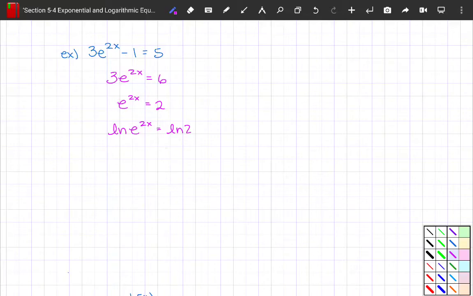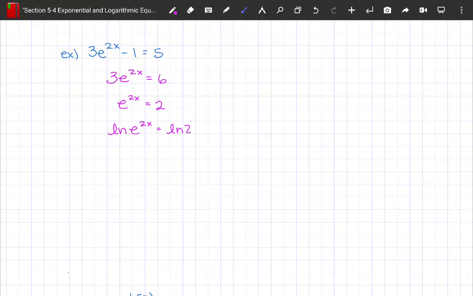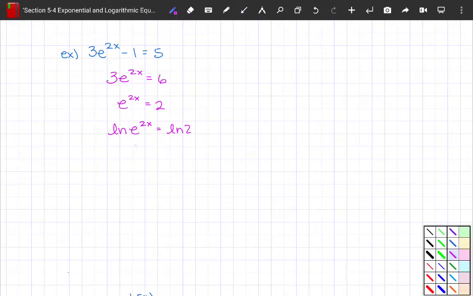Take the natural log of both sides. But we know here when we have log base e of e to something, since the bases match, they'll cancel out. We have 2x equals the natural log of 2. So x is the natural log of 2 over 2. And there is our exact answer.